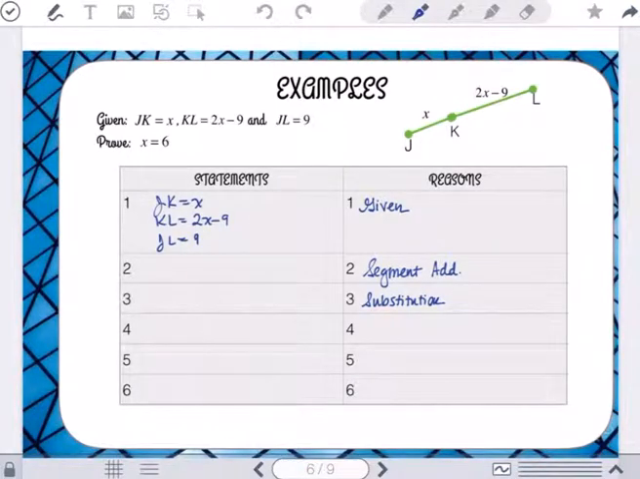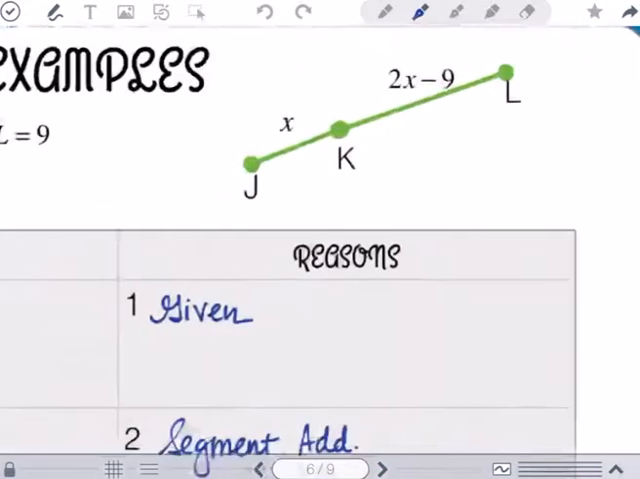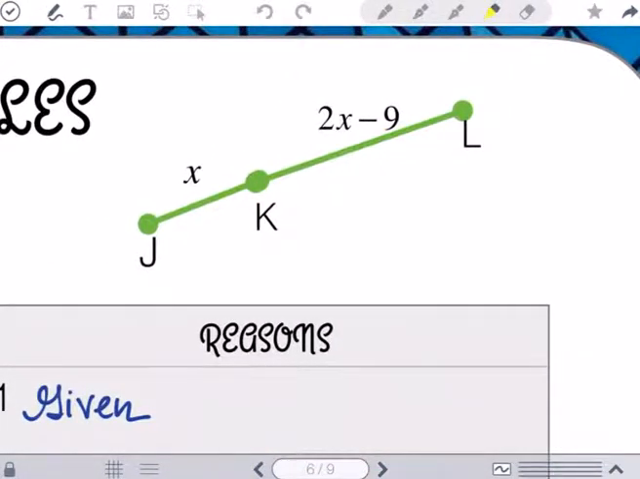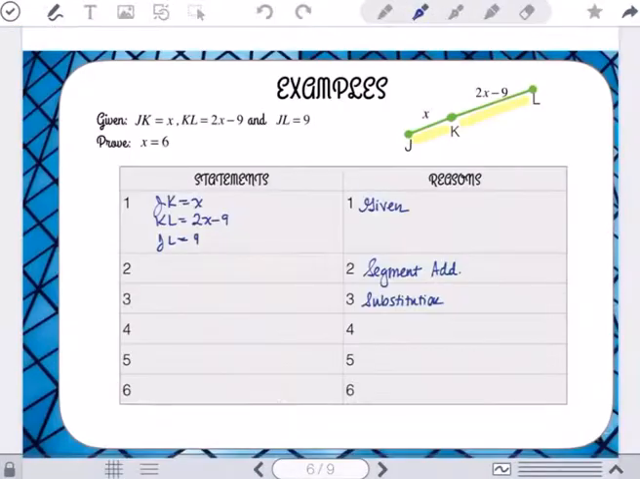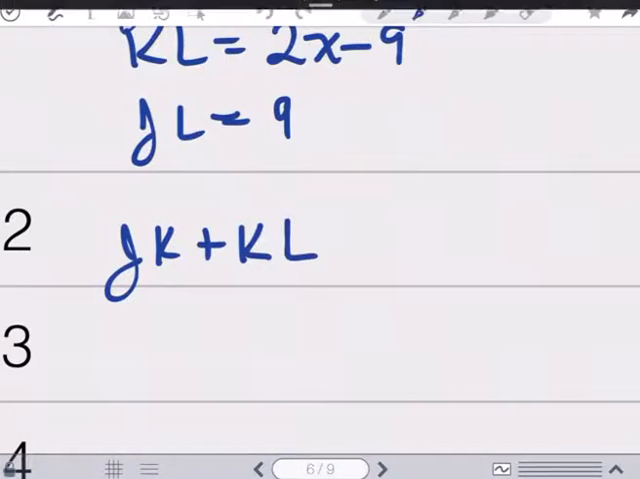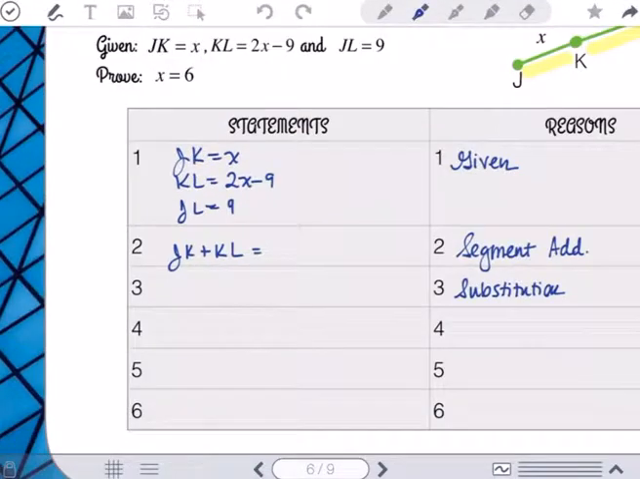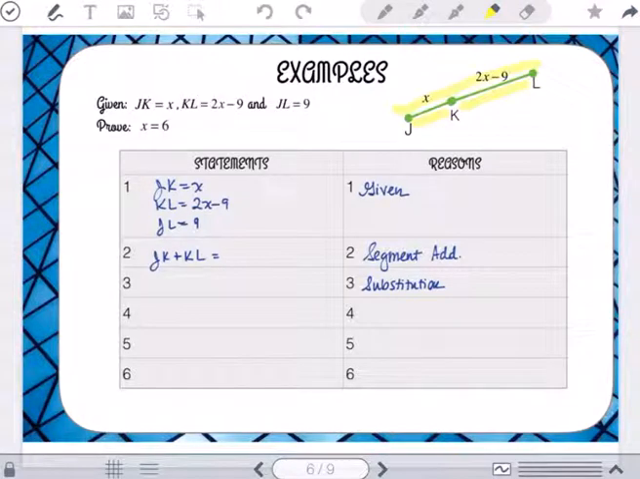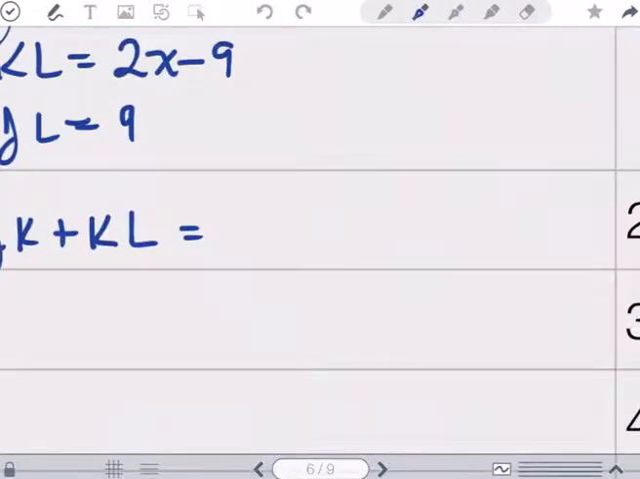All right, so the hints that I gave you were that the reasons were segment addition and substitution for 2 and 3, and that you should always list your given information first. So for segment addition, if I'm looking at my segment here, my two smaller pieces are JK and KL. So JK plus KL, and that's going to equal my larger piece, which is JL.